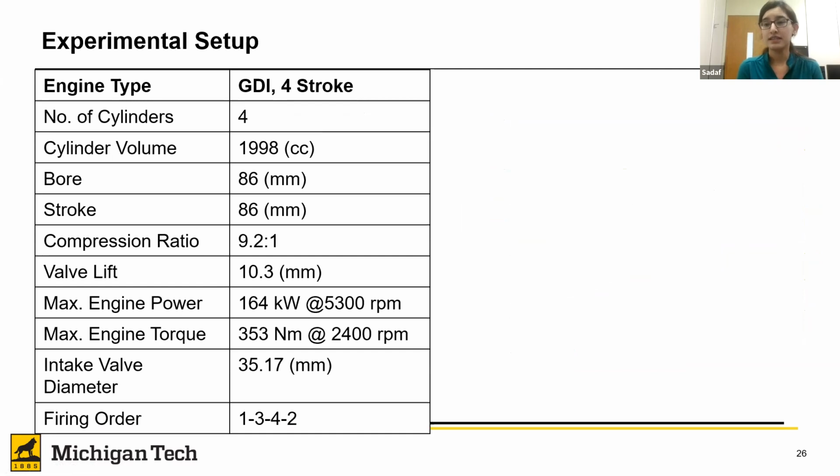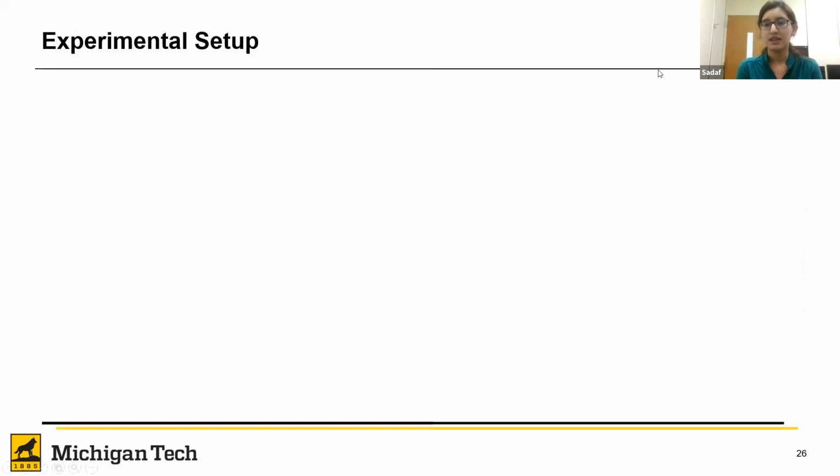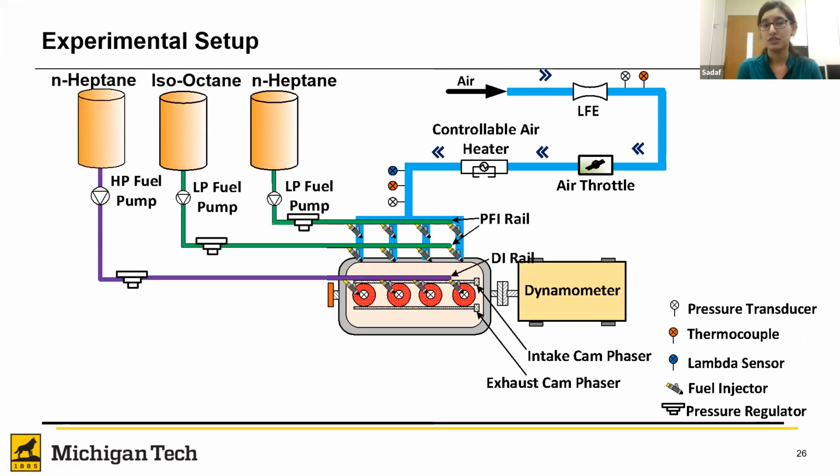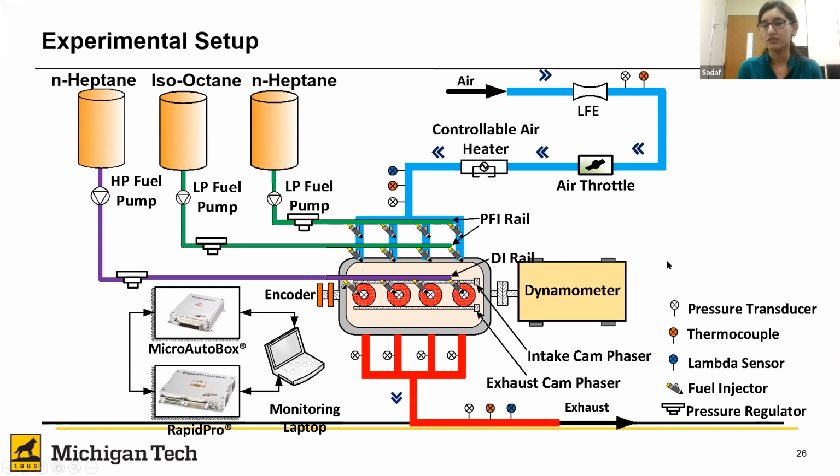The engine used in this study is a gasoline direct injection 4-stroke 4-cylinder engine with compression ratio of 9.2:1. All the experiments were conducted under fixed variable valve timing. Next. Intake air is heated using controllable air heater. The engine uses two fuels of different reactivity. All the three modes are achieved using N-heptane, which is a diesel surrogate, and isooctane, which is a gasoline surrogate. For RCCI mode, the start of injection of N-heptane is controlled. Rapid Pro and Micro Autobox are used to communicate with the ECU and the engine.